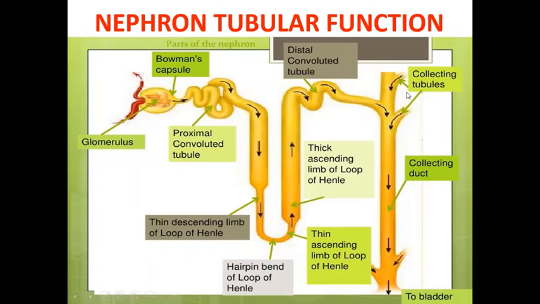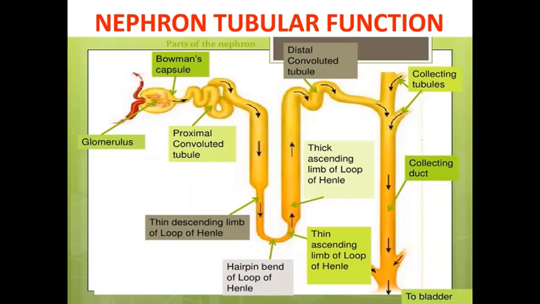And these collecting tubules connect to the collecting ducts. The collecting ducts will deliver the urine towards the papillae, and the papillae are connected to the minor calyces. Then the minor calyces will combine to form major calyces. The major calyces will combine to form the renal pelvis. The renal pelvis will proceed as the ureter, and the ureter is connected to the urinary bladder.